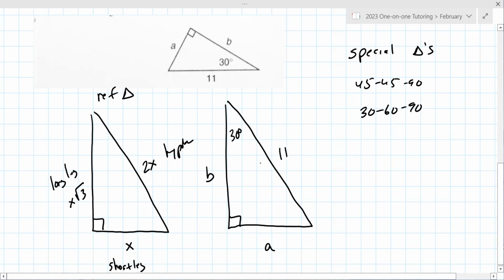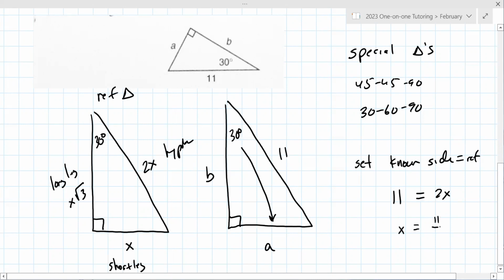Yes. Okay, now the short leg is across from the 30. So in your problem, A is the short leg. B is the long leg because it matches with that, and then 11 is the hypotenuse. So this is the key here. You set the known side, which in your problem is 11, equal to the reference side, which is 2x. Okay. Solve for x here. So x is 11 divided by 2, like that.